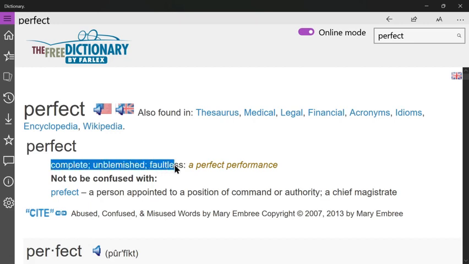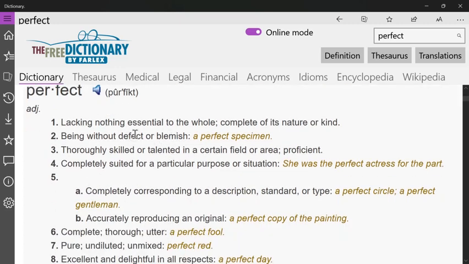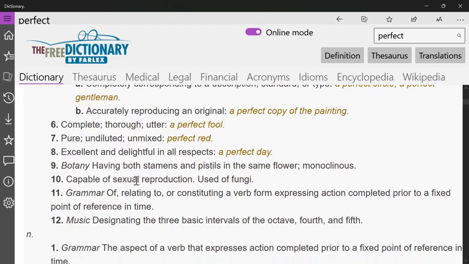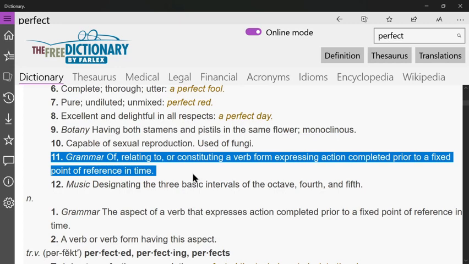This is the normal meaning of the word, but I don't think this is the meaning here. Lacking nothing, no. Being without defect, no. Complete, pure, excellent, no. Capable of sexual reproduction, no. Grammar: of, relating to, or constituting a verb form expressing action completed prior to a fixed point. You see, this is what perfect means. It's a verb form that expresses an action, something that was done before something. That's perfect.